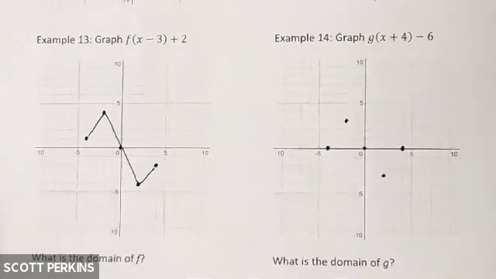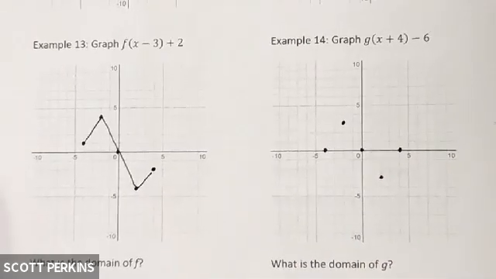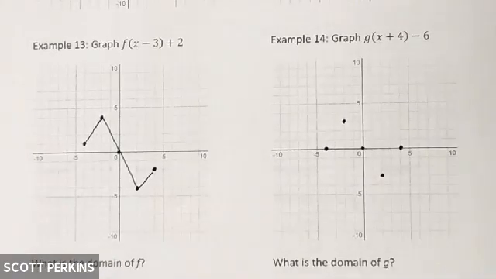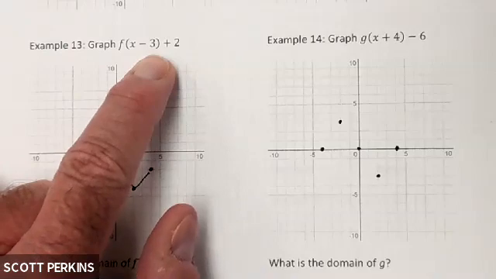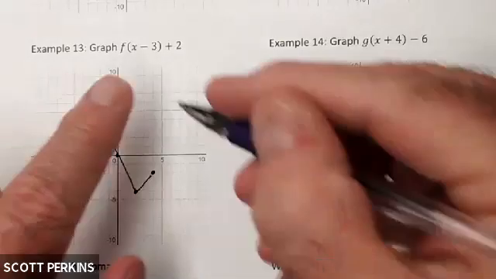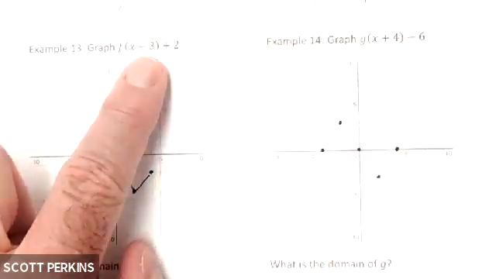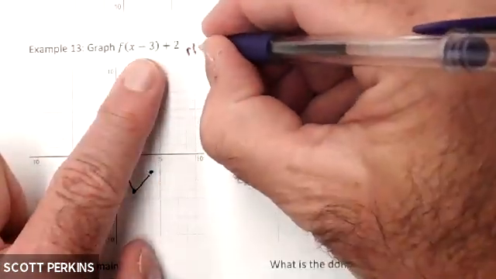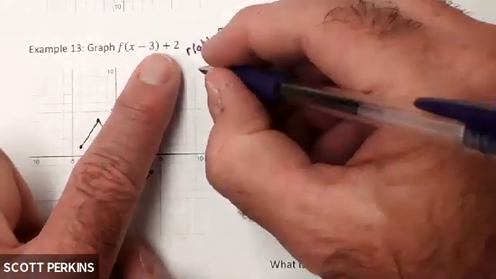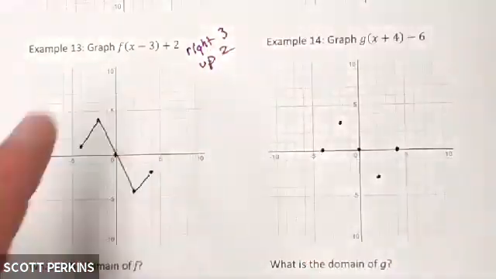Then what I asked you to do is to tell me the two things that are happening to this graph. So what's one of the two things happening according to what I have written here? Okay, right 3, and then you said up 2, so great, we've got it. So this -3, since it's inside the parentheses, that tells me the graph is going to go right 3 units. And then the +2 on the end tells me that I'm going to move all the points up 2.